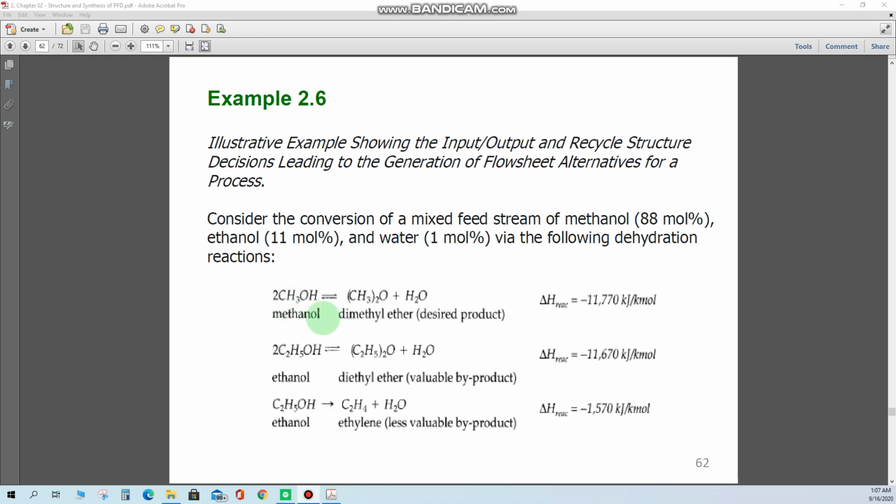Methanol can be converted into dimethyl ether, which is a desired product, and the reaction is exothermic. We are provided with the ethanol in this mixed feed stream, and we can get diethyl ether, which is a valuable byproduct. And similarly, we can have the ethanol conversion into ethylene, which is a less valuable byproduct. So dimethyl ether is the main product that we require here, and then we can have the valuable byproduct in the form of diethyl ether, and a less valuable byproduct, ethylene.